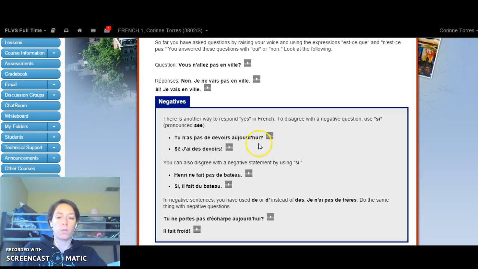Here are some more examples. Tu n'as pas de devoir aujourd'hui? You don't have any homework today? Yes, I do have homework. Si, j'ai des devoirs. Pretty simple, right? That's how we use si.